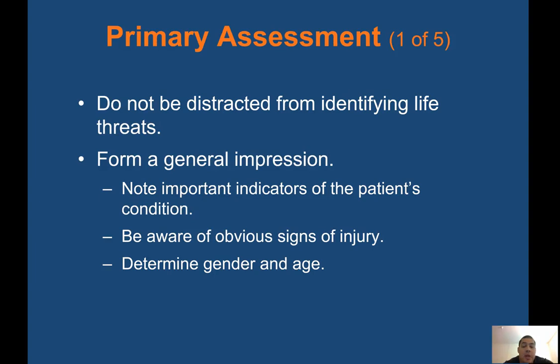Primary assessment: do not be distracted from identifying life threats. Form a general impression. Note important indicators of the patient's condition. Be aware of obvious signs of injury. Determine gender and age. So you're always looking for clues, signs and symptoms when you're walking on scene. What are you walking into? What kind of safety issues are presented? What must the patient be suffering from? How does the patient look? Is the patient tracking you? Is the patient responsive? Are there any life threats? Any external bleeding? Any arterial bleeding that you have to be aware of?